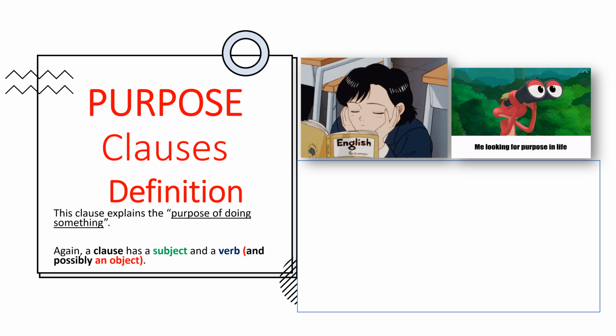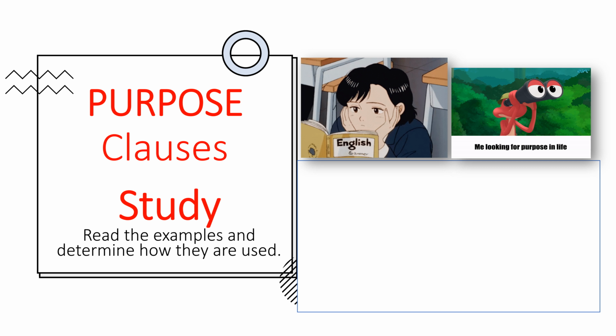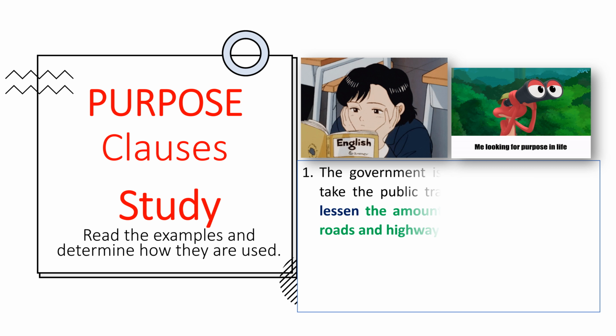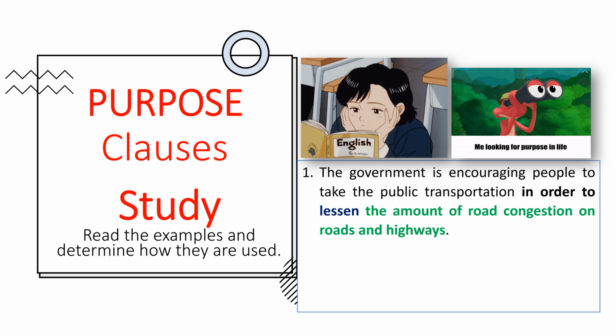Now, what is a purpose clause? This explains the purpose of doing something. Let's study some of the examples here. The first example says, the government is encouraging people to take public transportation. What is the purpose? In order to lessen the amount of road congestion on roads and highways. So that is the purpose.